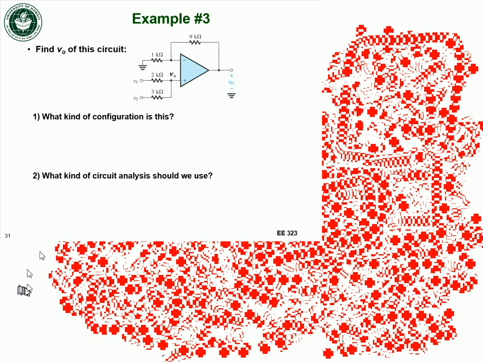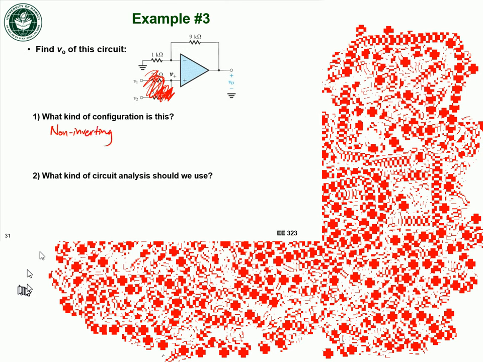Okay, let's find the output voltage for this circuit. So what kind of op-amp circuit is this now? I don't know, we haven't seen this exact configuration. What does it look like? Let's ignore these for now. And let's just say I gave you that. What configuration is that? That's a non-inverting. So I can say that this is a non-inverting configuration.